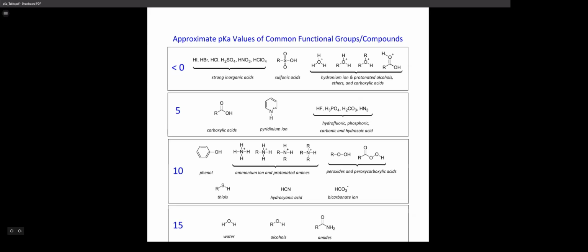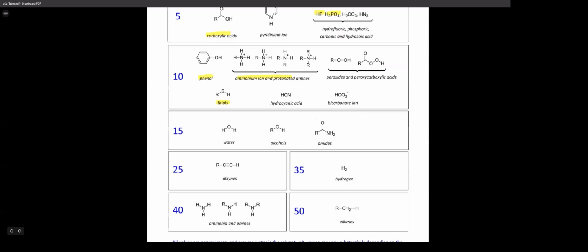Okay. The ones you really need to know by memory are going to be these, these, carboxylic acids, these two, phenols, ammonium ions, anything protonated there, thiols. 15, water, alcohols. And then all of these are important.